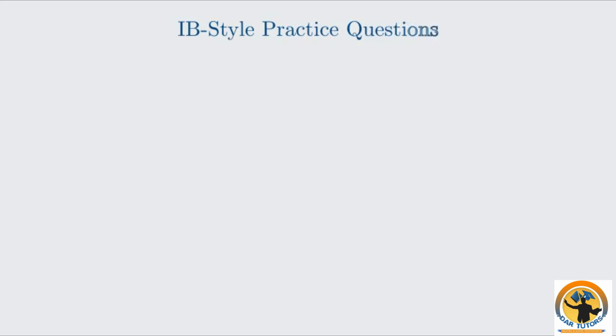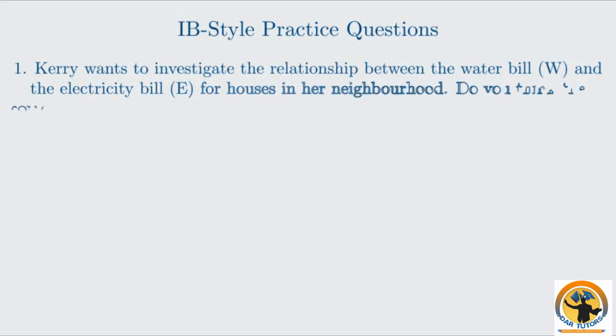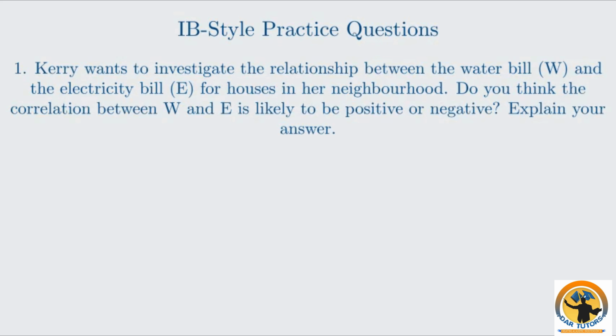Finally, here is a collection of IB-style practice questions for you to work through on your own. Remember to show your work and interpret your results. Question 1 deals with water bills and electricity bills. Think about whether these are likely to be correlated and what the relationship might be.